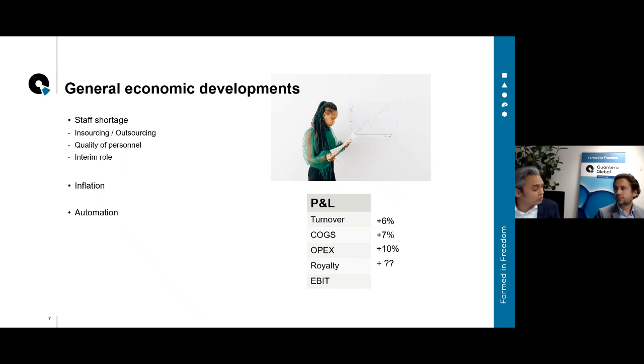Any items from your side on that? No, not really. I think we can move forward to the general economic developments. Yeah, also quite nice indeed.